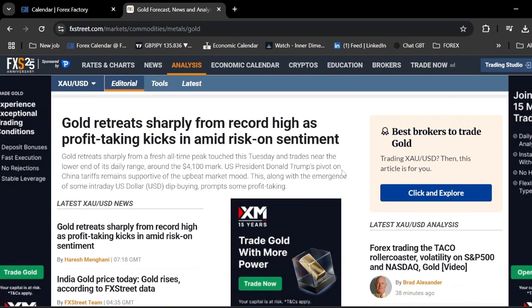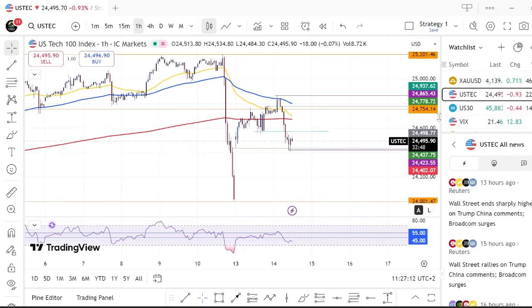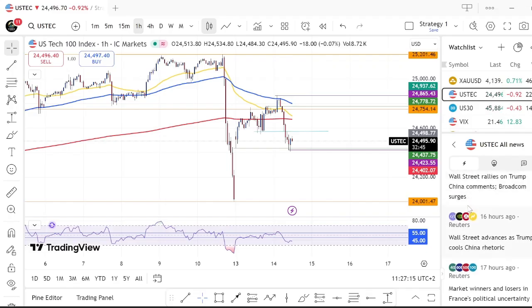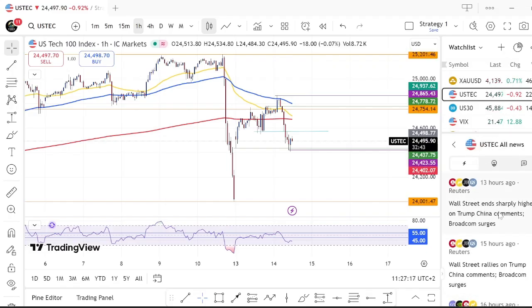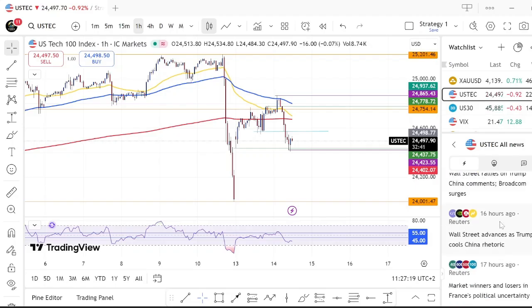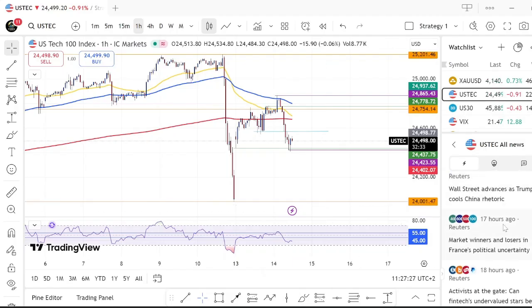In terms of indices, indices mostly focused on the sell-off that happened on Friday. Let's quickly find some. So yeah, coming back to Nas100, we can see that Wall Street ends sharply high on Trump-China comments, which is good. That was 16 hours ago, though, and we are seeing bearish tone stepping into the market. So we do need to wait for an update on news, and news is everything. Be sure to keep up to date with Trump's Twitter feed as well. I think that is very important because that has been a major market mover over the past 2-3 days.